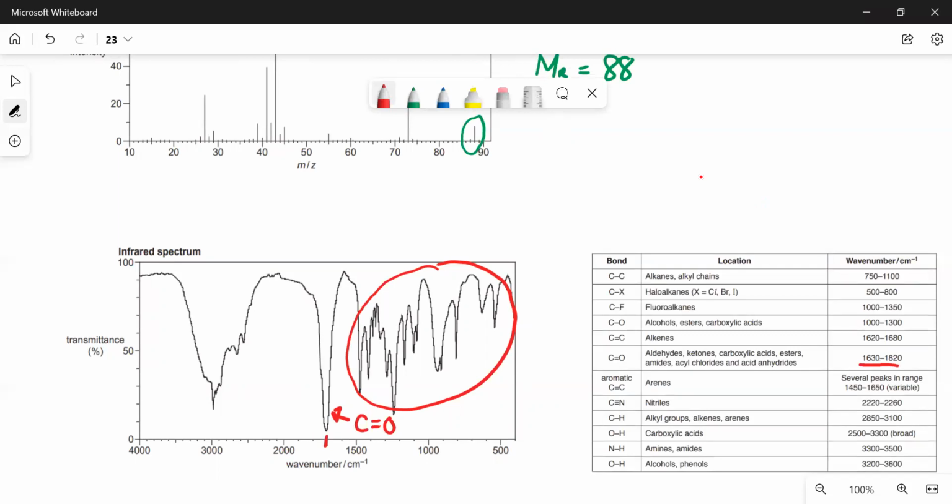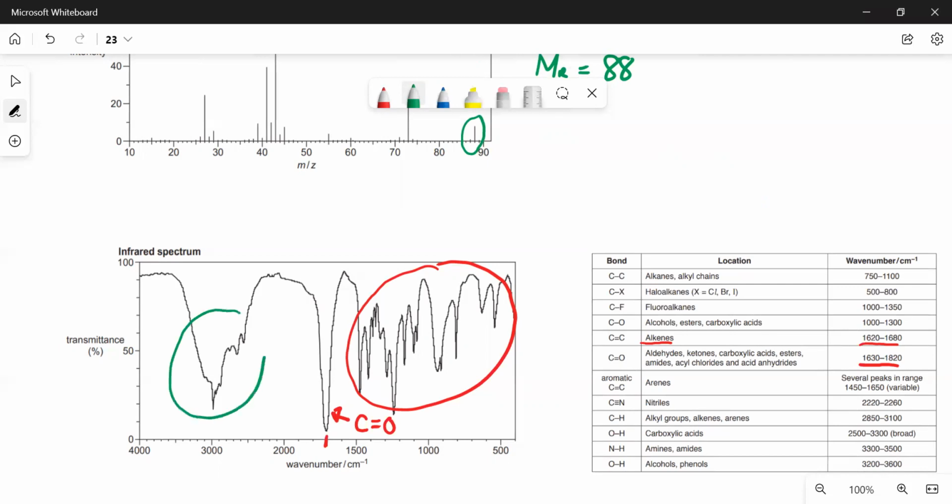You have to be careful, though. An alkene C=C bond is in a similar range, 1620 to 1680, so it's a little to the right of that peak, but not much. The way you can spot it is that it's much narrower and less deep. So we've definitely got a carbonyl there, and that fits with the fact that compound E has oxygen in the molecule.